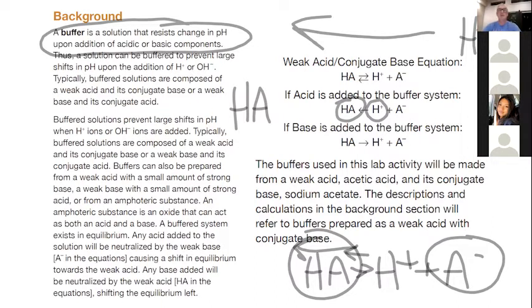And so the pH doesn't change very much. Now, what happens if we add a strong base? Well, if we add a strong base, it will react with the acetic acid and reduce the concentration of acetic acid. It actually will react with the H plus that's already there and make water. So it will reduce the concentration of H plus.